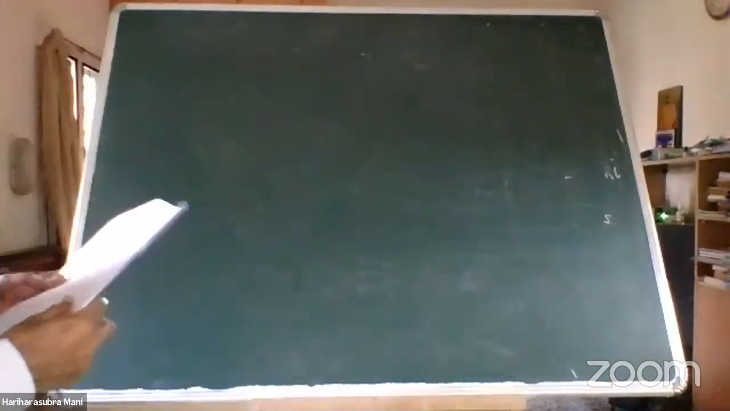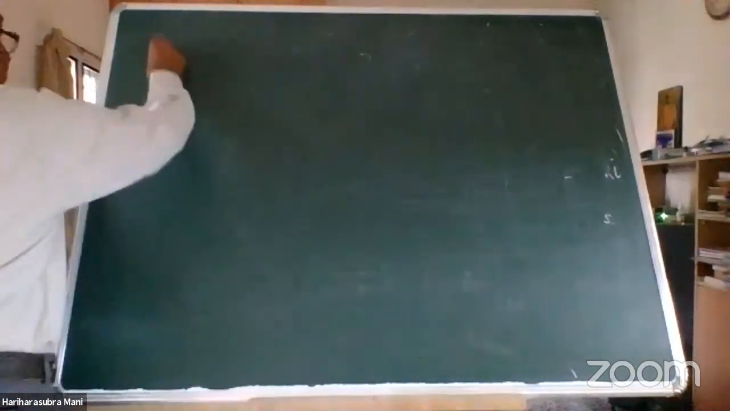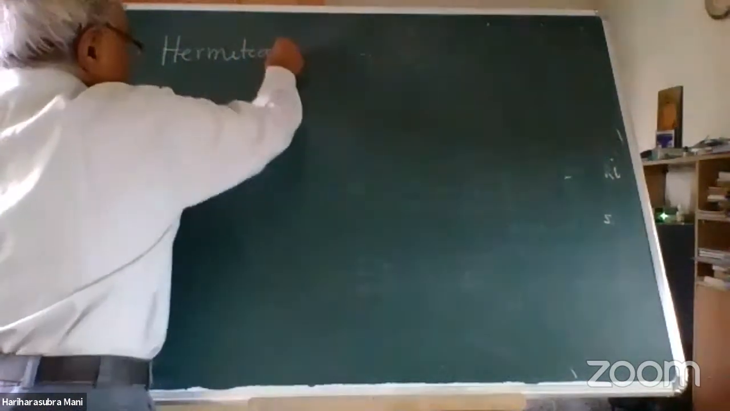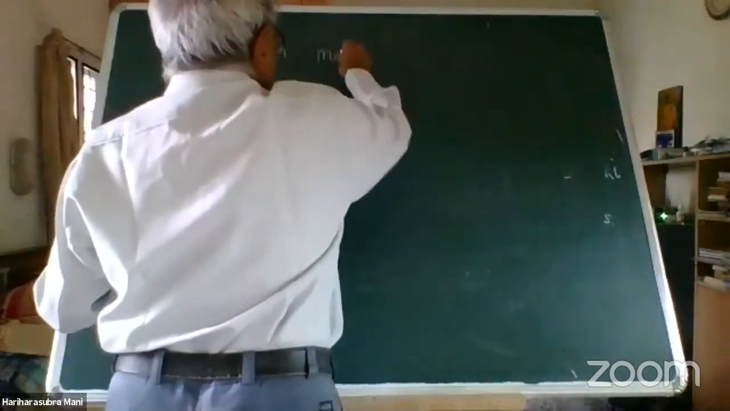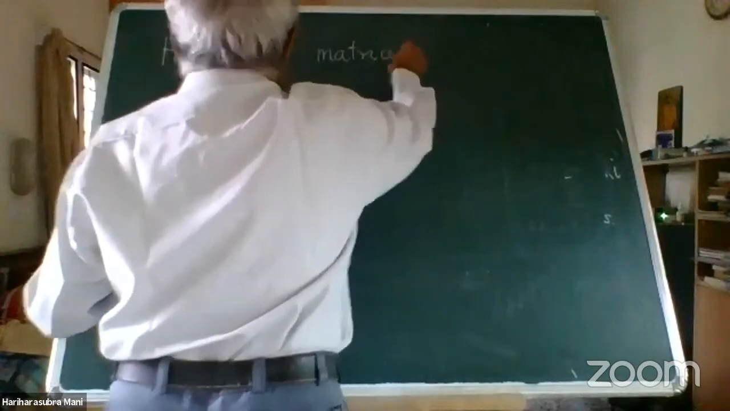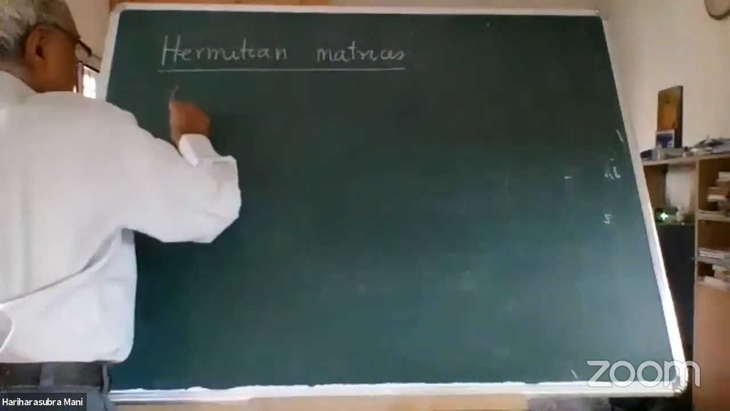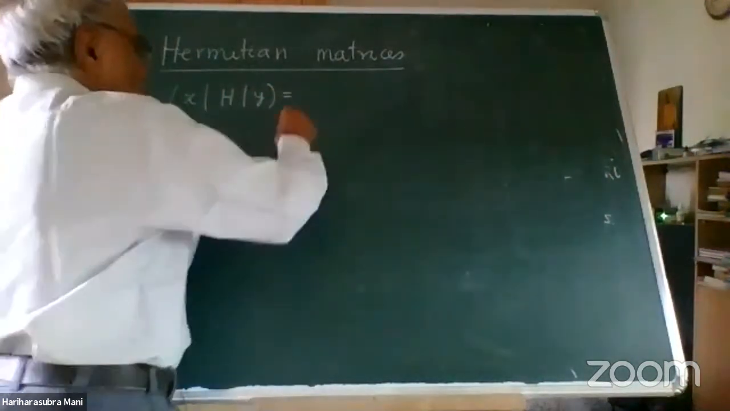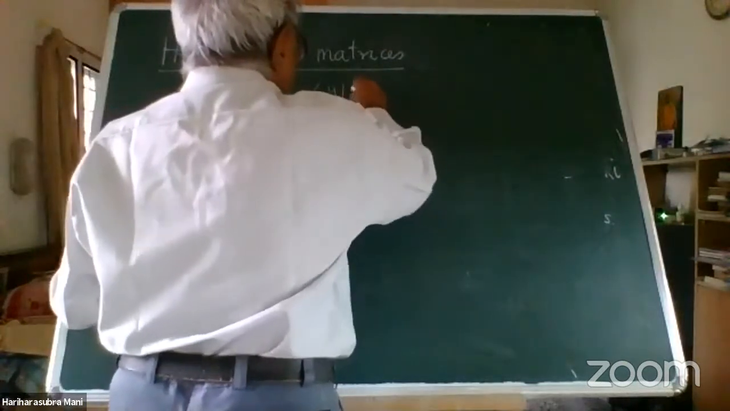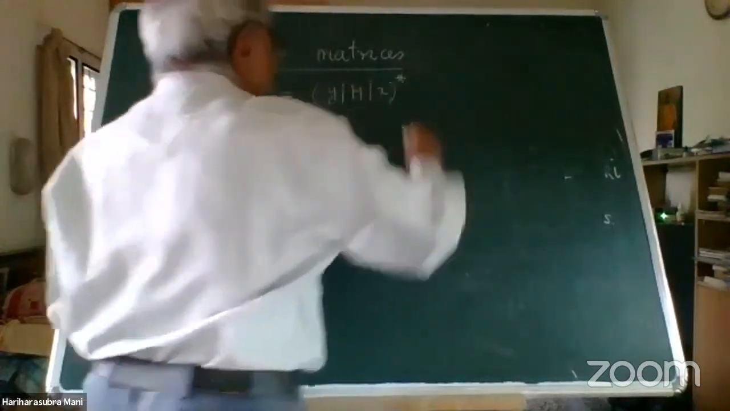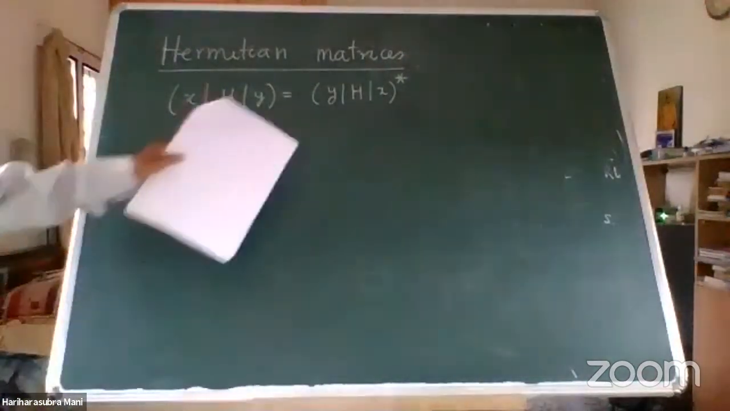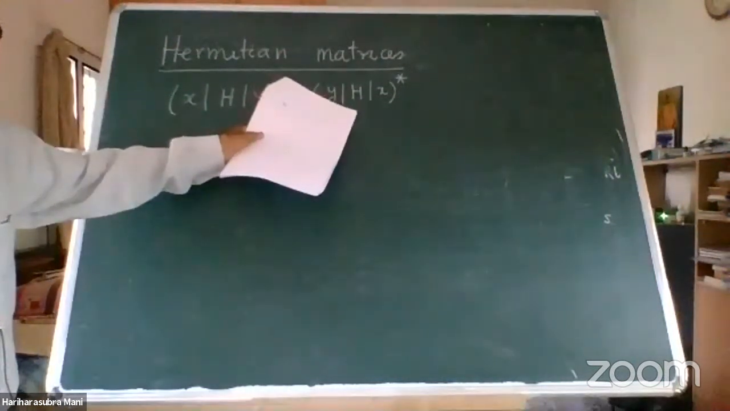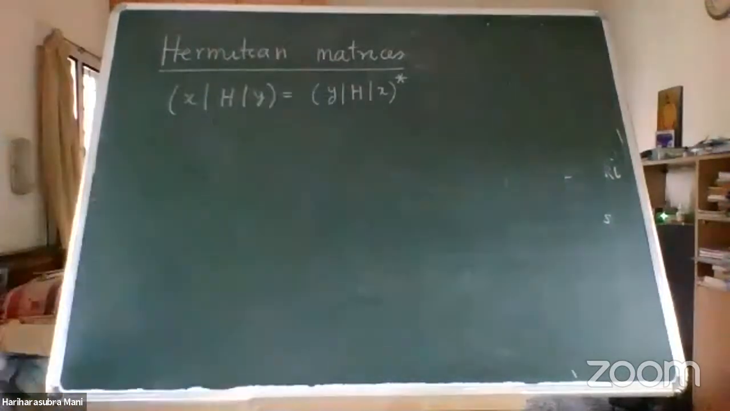Okay. Now, let me talk about Hermitian matrices. What is the condition for a Hermitian matrix? It is X H Y is equal to Y H X star. Normally I would have written a Hermitian conjugate here, but since it is Hermitian, the Hermitian conjugate of the matrix is the same as the matrix.